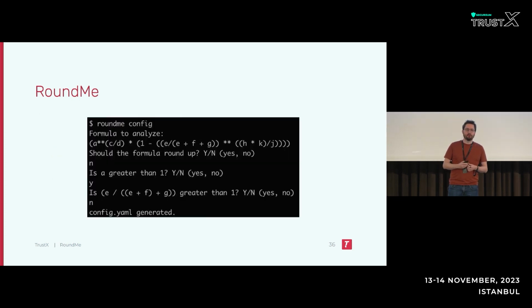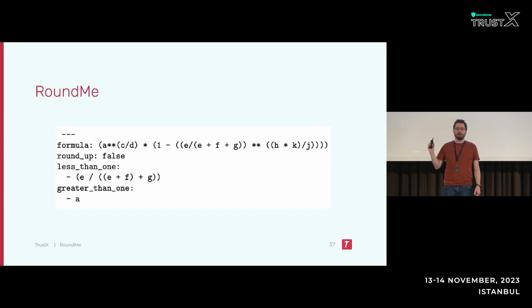To give you an example of how to use it, you just run RoundMe config, you write the formula that you want to analyze, you provide the direction that you want, up or down, and then the tool is going to ask you a couple of questions based on the rules. For example, in the case I mentioned where you need to provide the information whether the number is between 0 and 1, the tool is going to ask you. It's going to generate a config file, which looks like this, exactly what you just provided. Here, again, we work with text. We don't work directly with the source code, to make it easier to manipulate and easier to write different formulas.